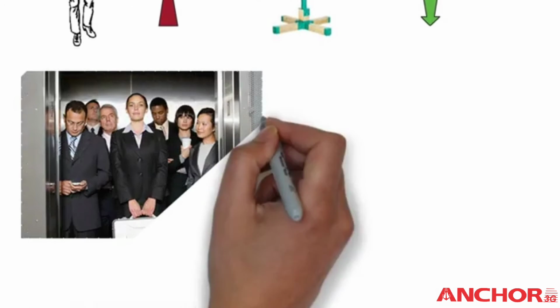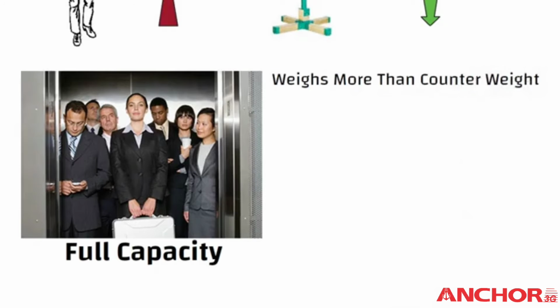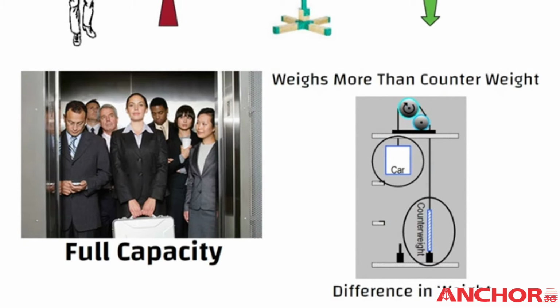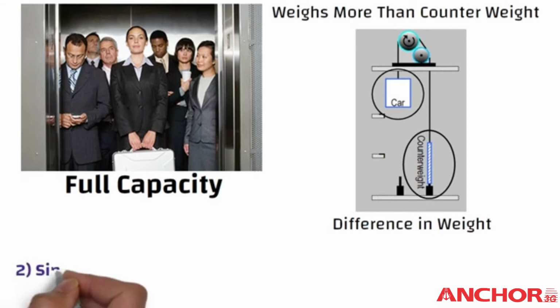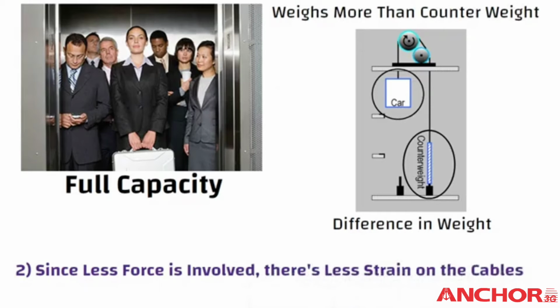Suppose the lift is loaded at its full capacity, which means it weighs more than the counterweight. But in this case, the motor has to lift the difference in weight between the two and supply a bit of extra force to overcome friction in the pulleys and so on. Since less force is involved, there is less strain on the cables, which makes the elevator a little bit safer.